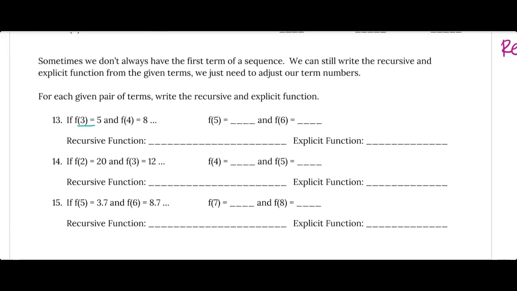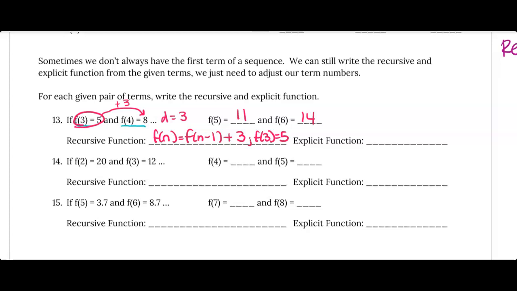So if f of 3 equals 5 and f of 4 is 8, so those are 2 terms right there in a row. So I can see that to get from 5 to 8, I need to add 3. So I know that my common difference is 3. That helps me get my fifth and sixth terms, which would then be 11 and 14. Now, I can write my recursive function pretty easily, just using my third term. So f of n is equal to f of n minus 1 plus 3 with a third term of 5.